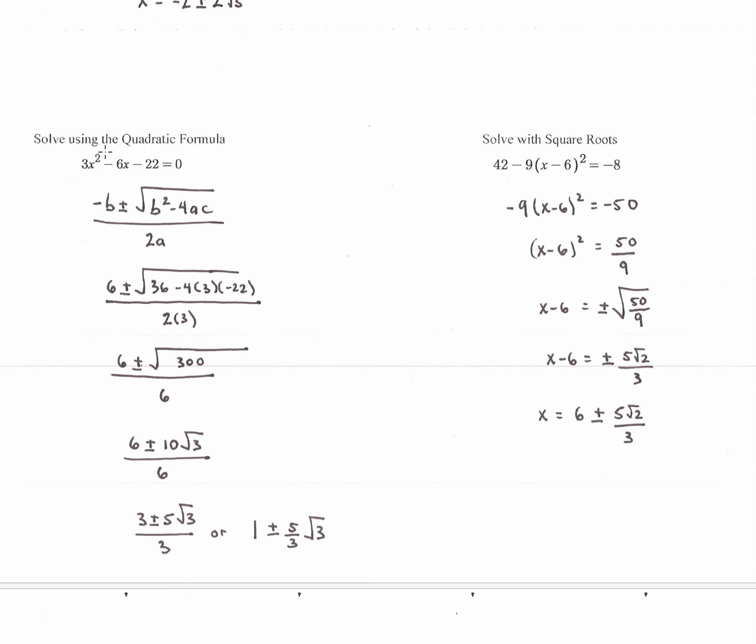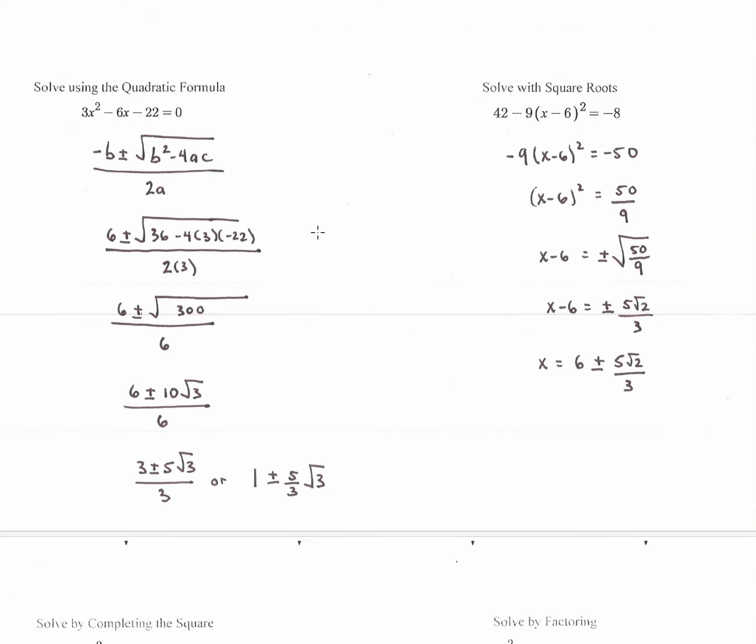Quadratic formula, there's nothing to do. You could, in theory, simplify first, but there's no shared factor between 3, 6, and 22. Everything is already on the left side, and it's already in the order x squared, x, number. So this is just me doing the quadratic formula.